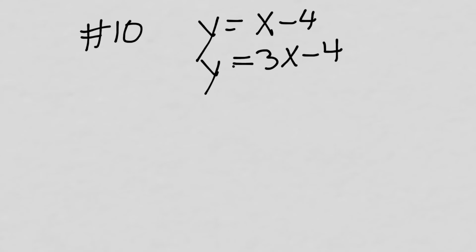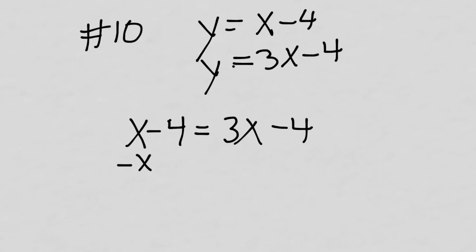Final substitution problem. All right. First one, x minus 4 equals y. Instead of y, we're going to put in 3x minus 4. All right, I am going to subtract x from both sides. I want to get all my variables on the right. All right, if I do that, I end up with negative 4 on the left, and I end up with 2x minus 4 on the right.